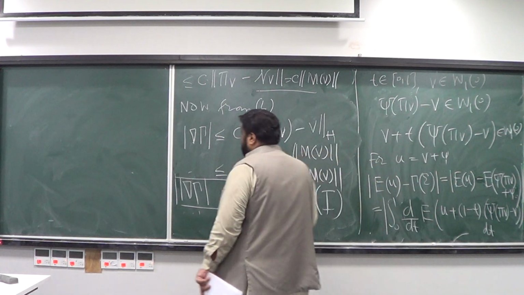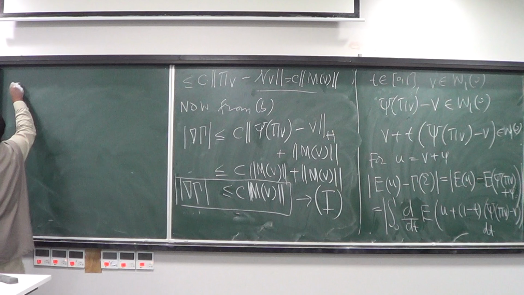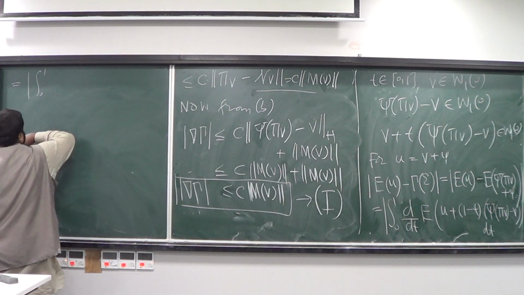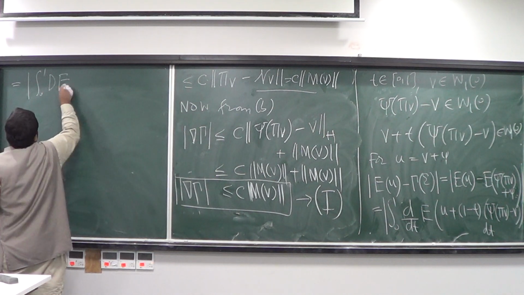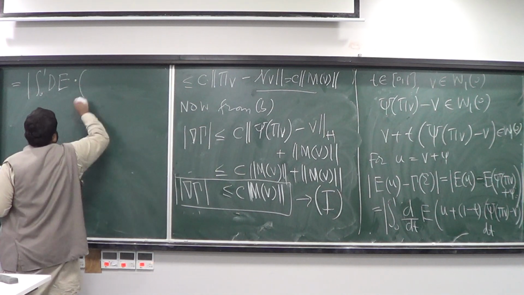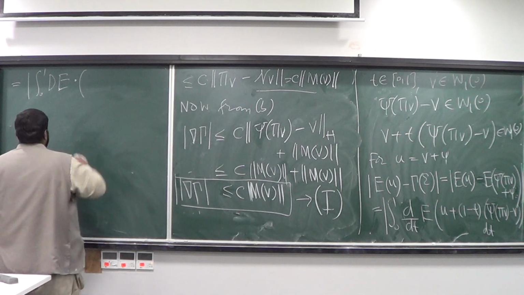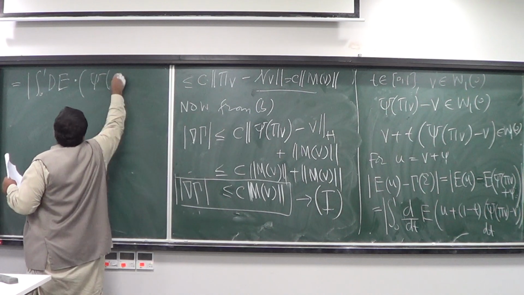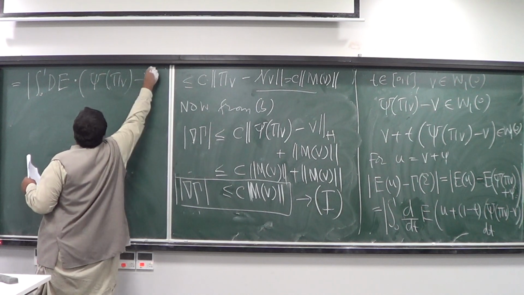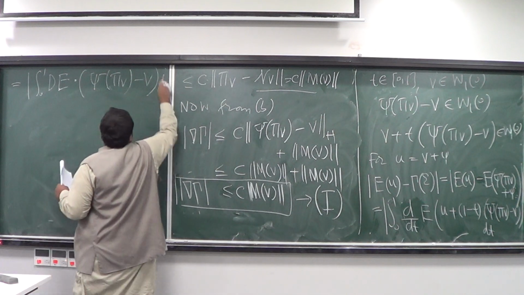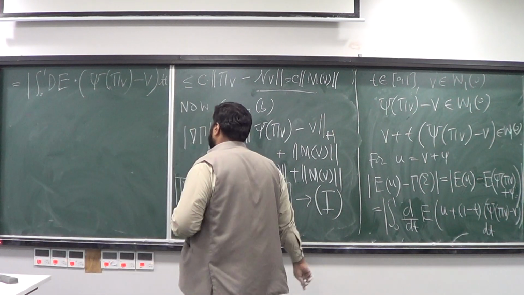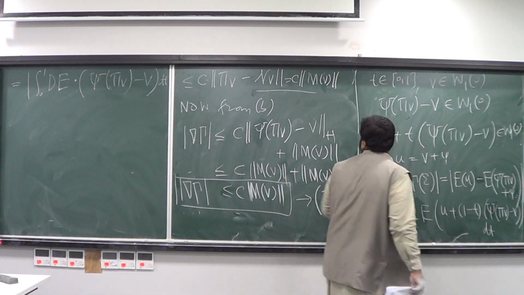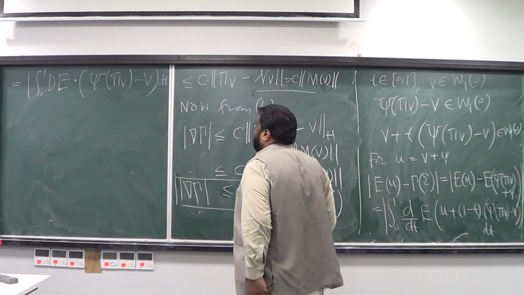So you can say that this can be written as an integral from 0 to 1, not getting into the details, of the Fréchet derivative of E operated onto psi of v, psi of pi v minus v, and dt. This is what you're going to get: the Fréchet derivative operated onto this expression.